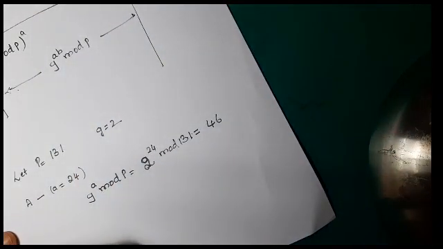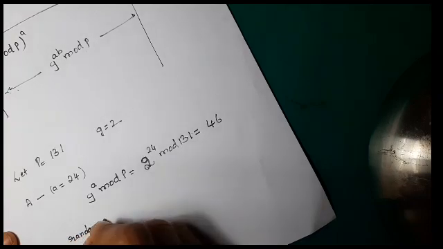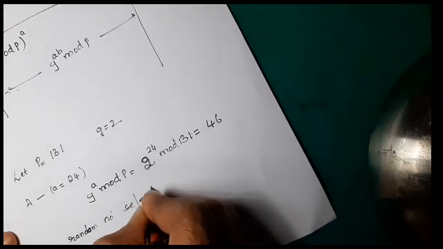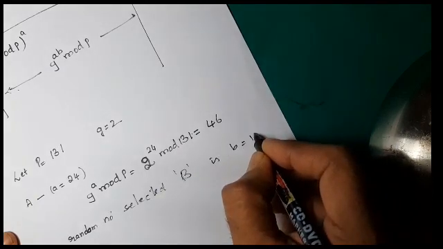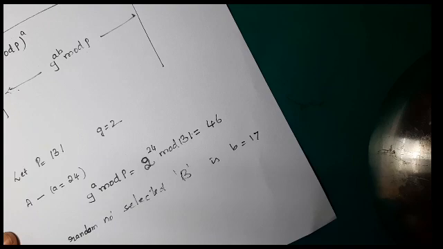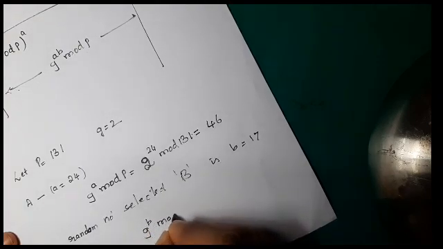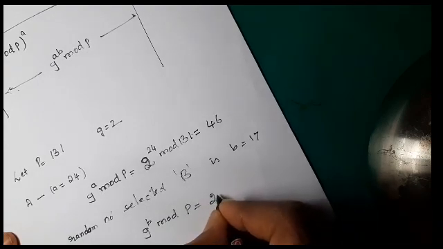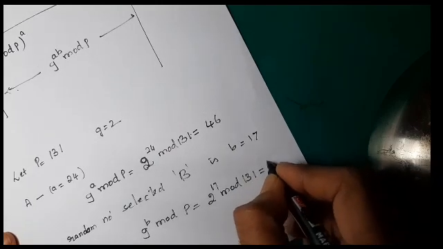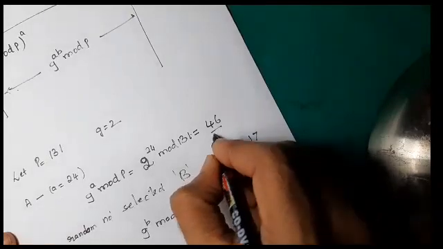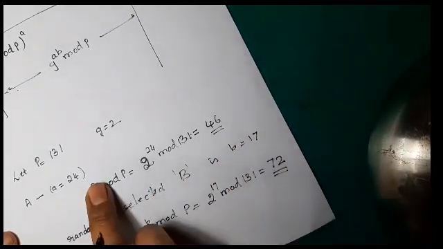Let the random number selected by B be 17. So the partial key calculated by B is g raised to b mod p, which is 2 raised to 17 mod 131, equal to 72. These are the partial keys that are calculated by party A and party B.